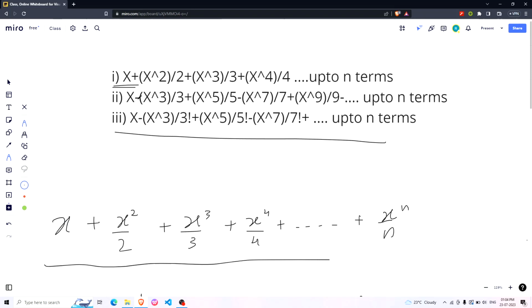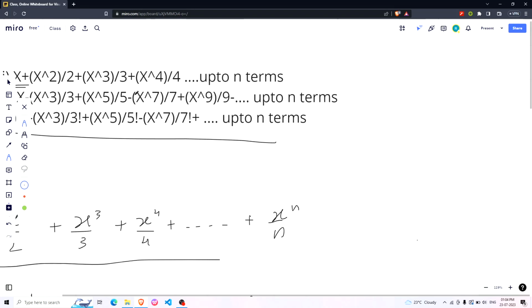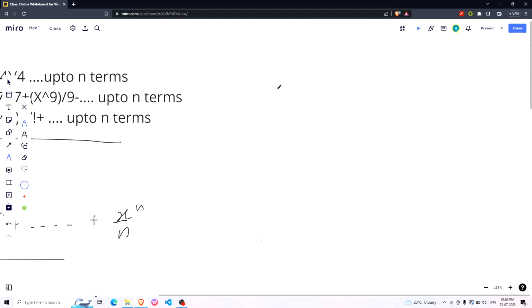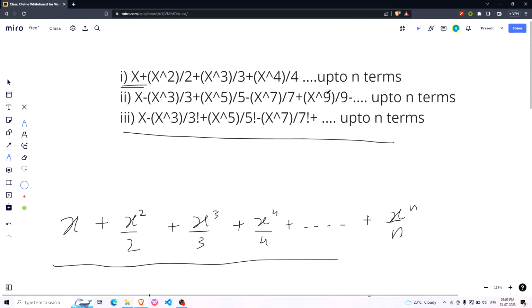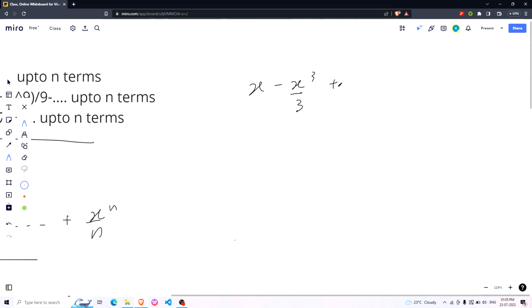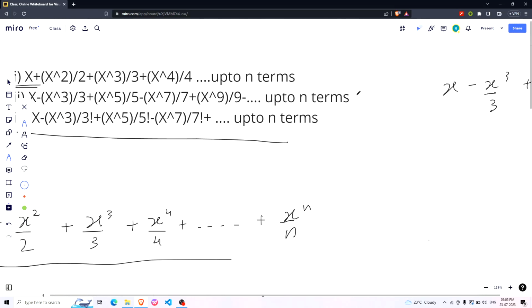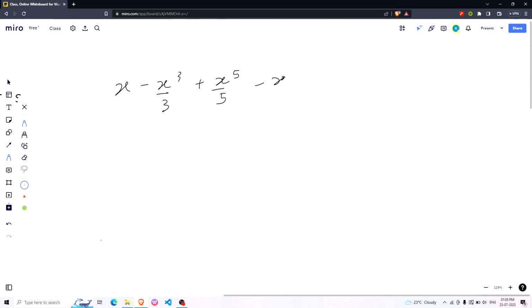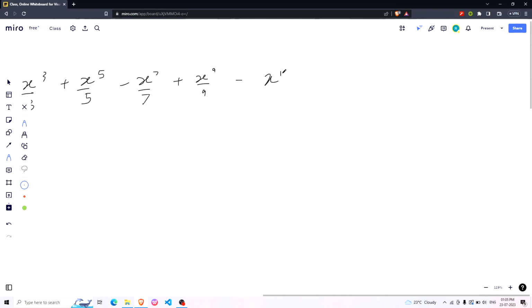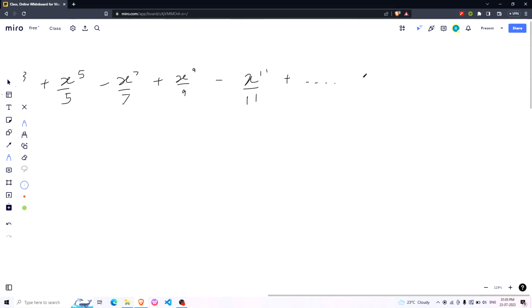Here also we have two inputs, which are x and n, and the series goes like this: x minus x cube by 3 plus x to the power 5 by 5 minus x to the power 7 by 7 plus x to the power 9 by 9 minus x to the power 11 by 11, and it goes up to n terms.